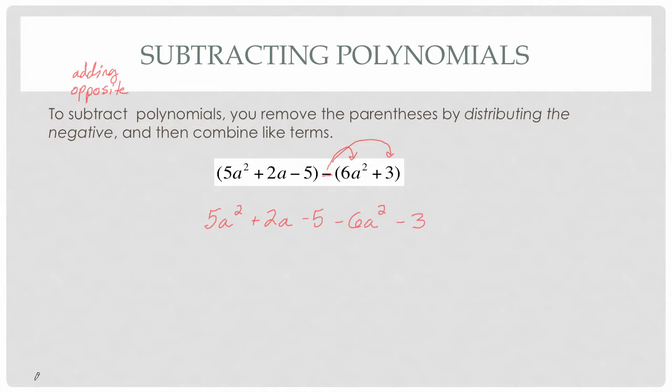One thing that may help, and I suggest students do, is that if you're going to make a mistake, it's going to be with your negative sign or your subtraction. You can turn everything into addition. So I could rewrite this all as 5a squared plus 2a plus -5 plus -6a squared plus -3. And now when I move things around, it's a little easier to keep track of what's positive and what's negative.